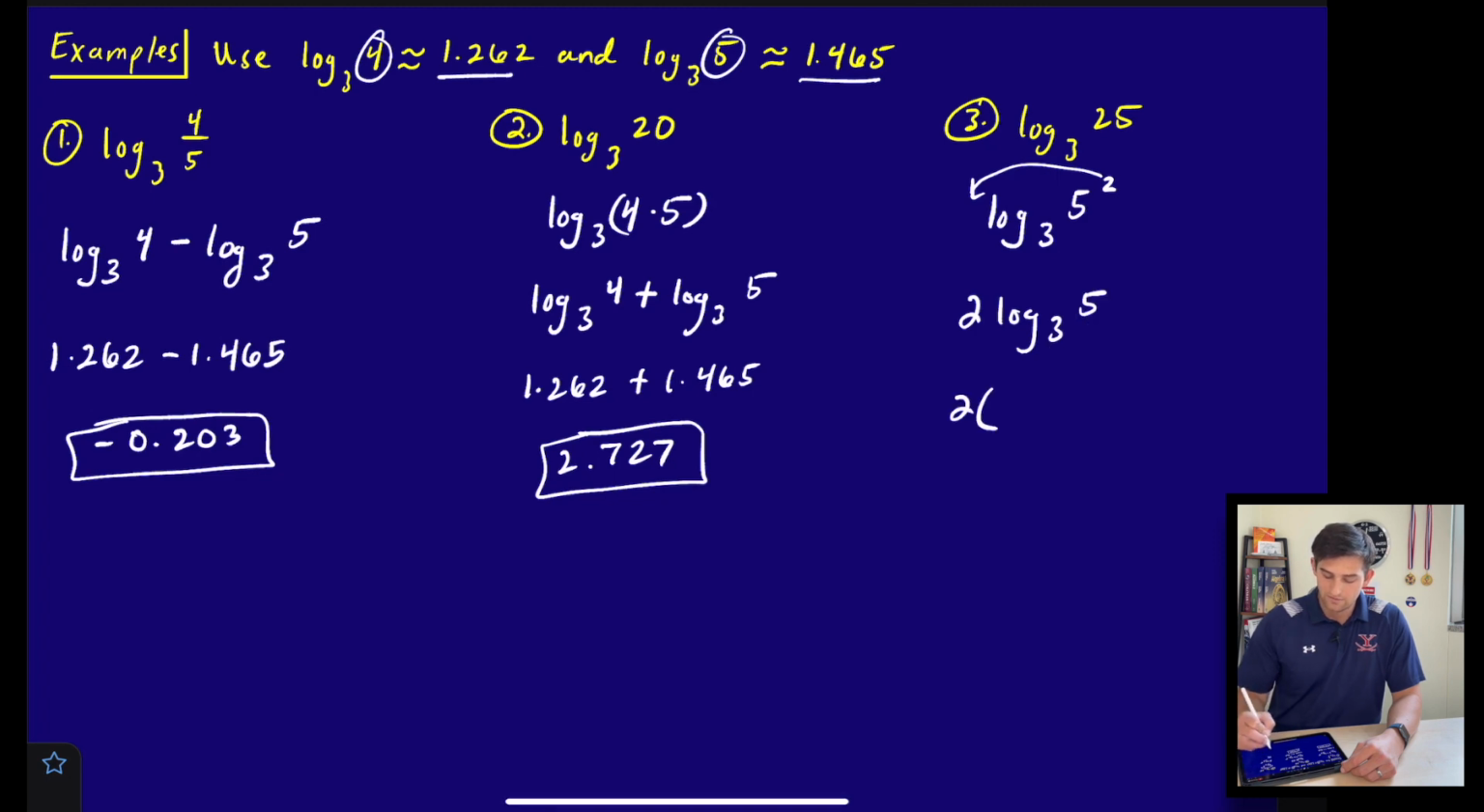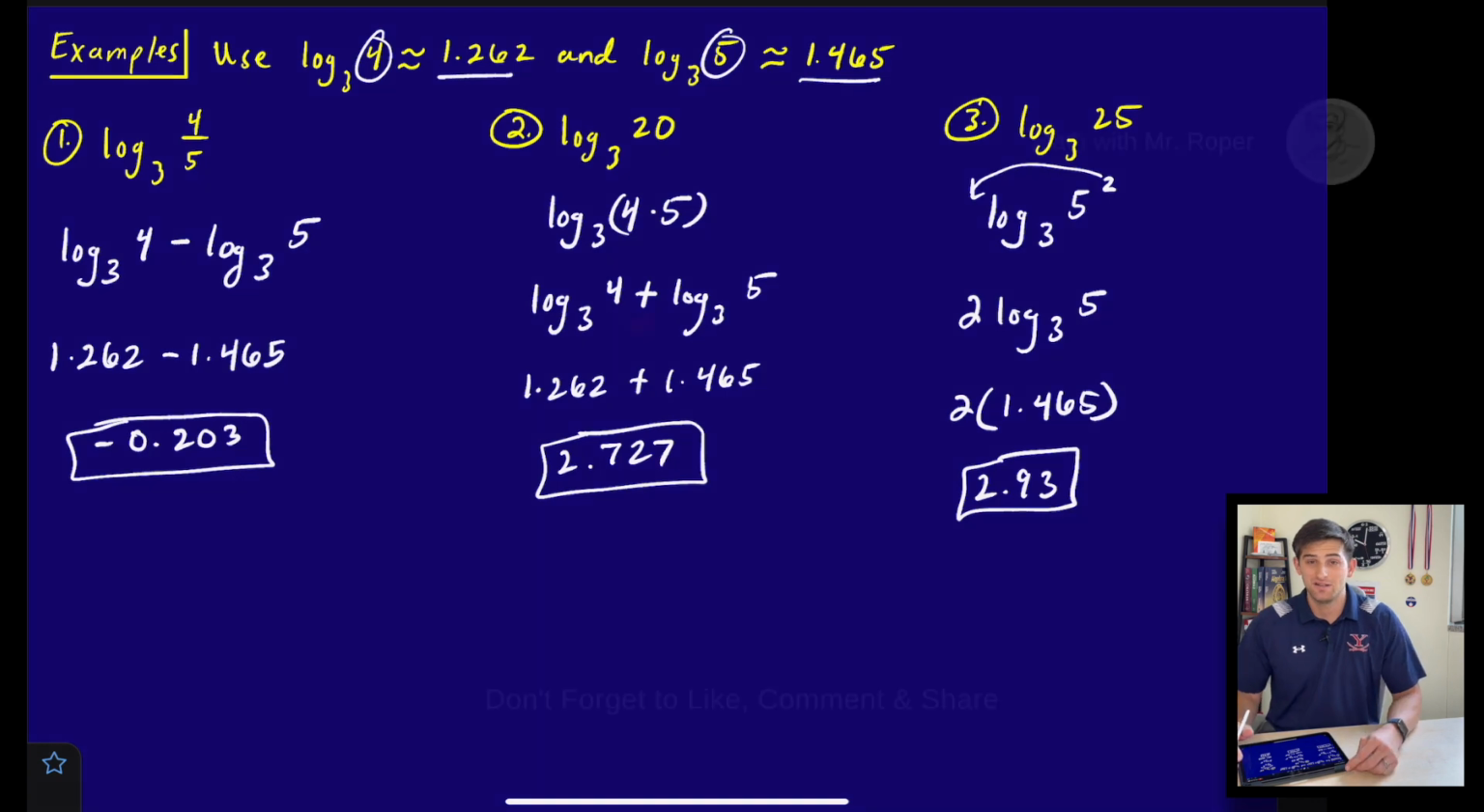Log base 3 of 5 we had as 1.465. So we're just going to multiply that by 2, and we get an answer of 2.93. Okay? And those are some properties of logarithms.